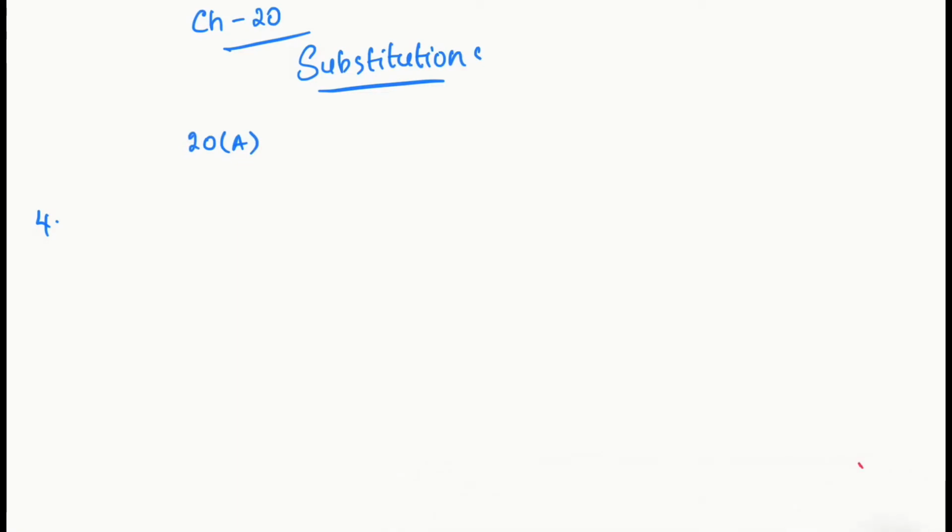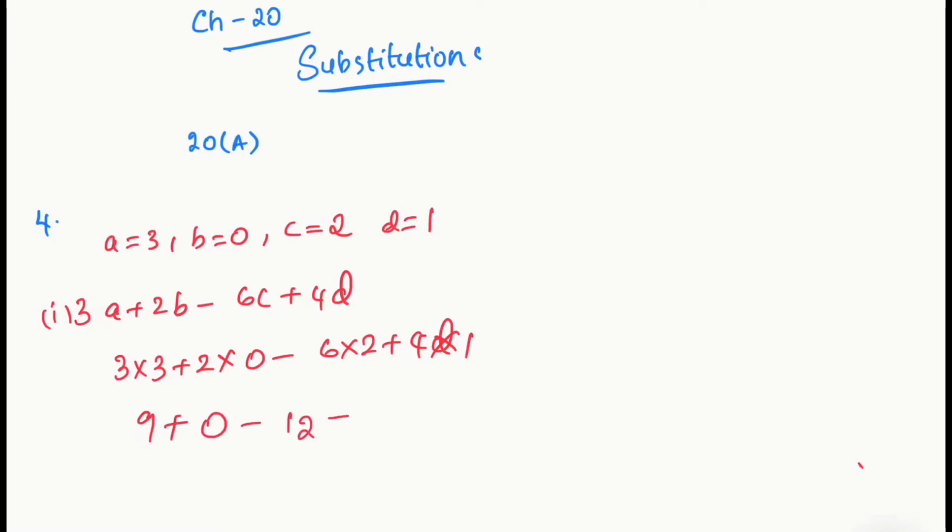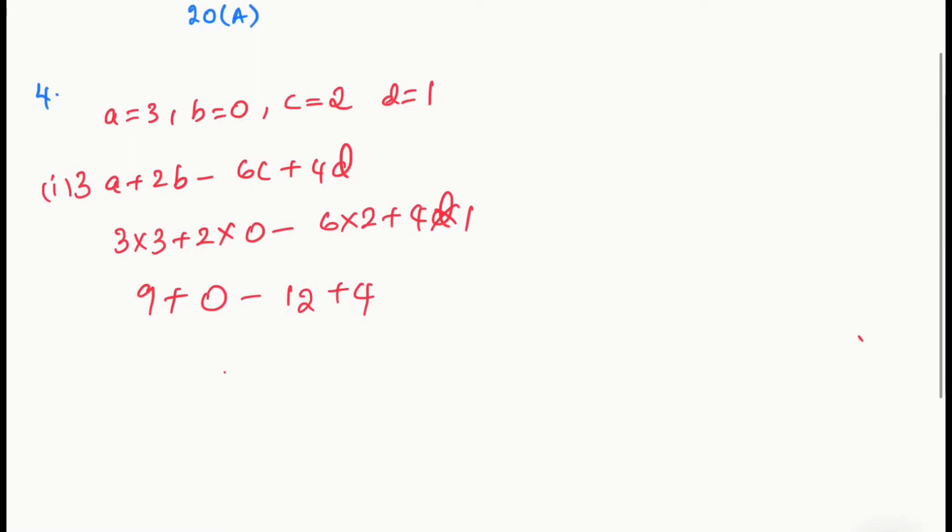We have, if A is equal to 3, B is equal to 0, C is equal to 2, and D is equal to 1. Find the value of first one, 3A plus 2B minus 6C plus 4D. So 3 into 3 plus 2 into B is 0 minus 6 into 2 plus 4 into D. D is what? 1. So I'll get 9 plus 0 minus 12 plus 4. So 9 plus 0 is 9, minus 12 is minus 3, plus 4 is equal to 1.